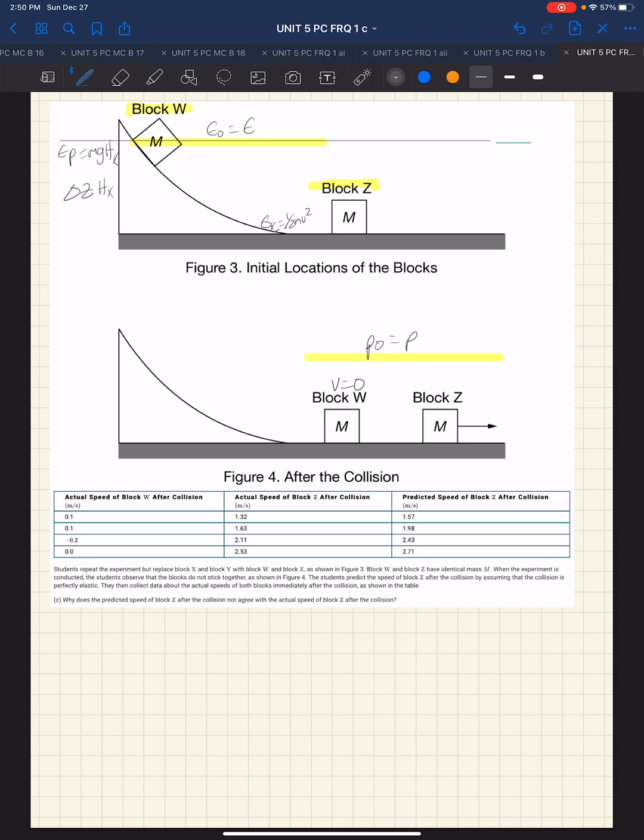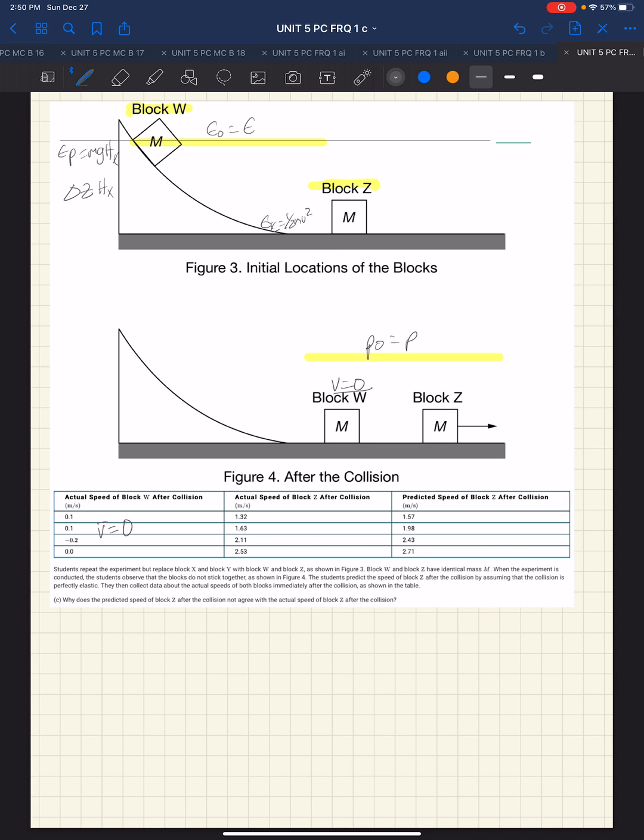And so now we look at the data that's provided, the actual speed of block W after collision. We seem to have 4 trials. And when we look at those 4 trials, we see that the sum of them is 0. So if we average them, they average out to 0. So the average velocity is 0. And that's what we thought. We said it looks 0, and experimentally it turns out to be 0.